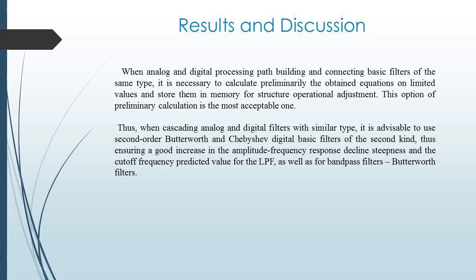When building analog and digital processing parts and connecting basic filters of the same type, it's necessary to preliminarily calculate the obtained equations on limited values and store them in memory for structure operational adjustment. This option of preliminary calculation is the most acceptable one. Thus, when cascading analog and digital filters of similar type, it's advisable to use second-order Butterworth and Chebyshev digital basic filters of the second kind, thus ensuring a good increase in the amplitude frequency response decline steepness, and a predictable cutoff frequency value for the low-pass filter as well as for bandpass Butterworth filters.